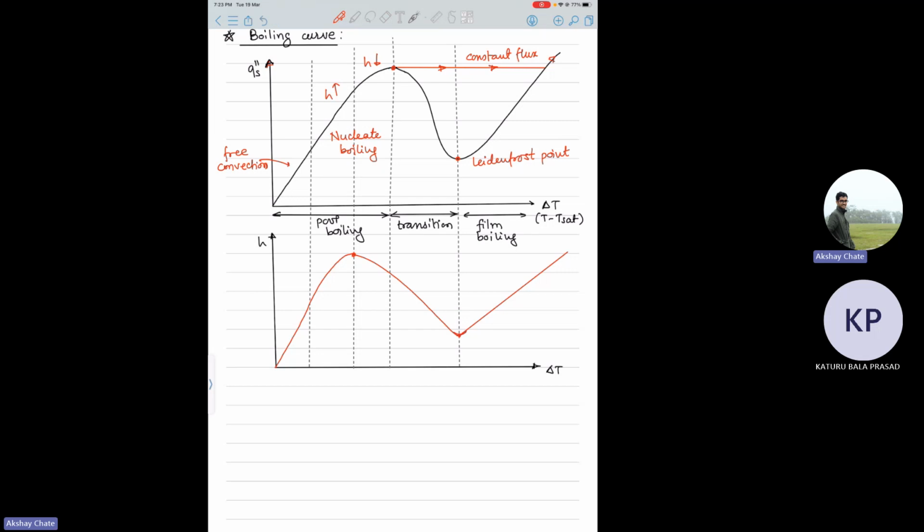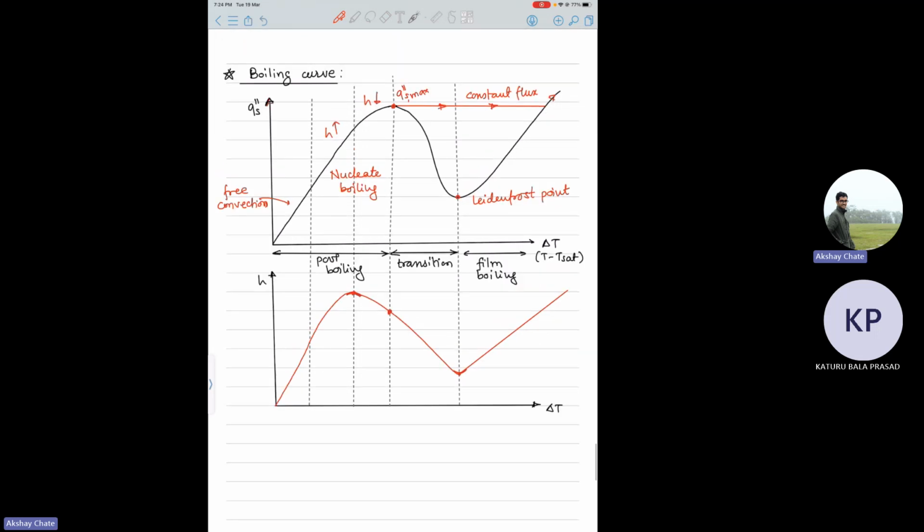The point here I want to make is your H value will decrease. At the Leidenfrost point, your flux will be less and H will be also less. But when you have maximum flux, you will not have maximum H. You will have maximum H somewhere before that point. So this is one thing you should remember. Maybe you can refer to this diagram while revising, and you should be good. So this is your H max point. That is the difference that you should remember.